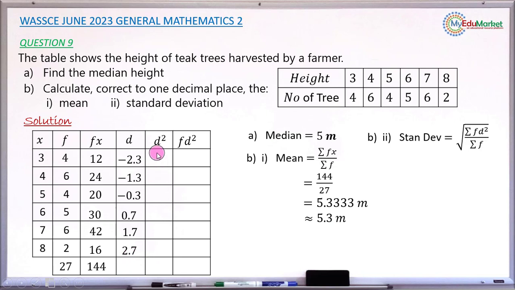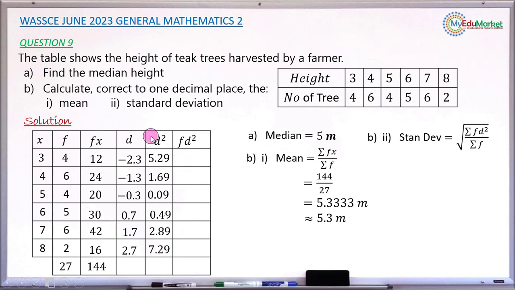So next is to get what is d square. So I'll take each and every d here and find its square. So minus 2.3 squared will give the answer 5.29. Minus 1.3 squared will give the answer 1.69. And I'll continue like that. 0.3 squared will give the answer 0.09. 0.7 squared, 0.49. 1.7 squared, 2.89. 2.7 squared, 7.29.